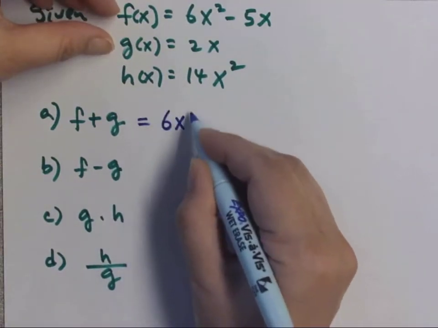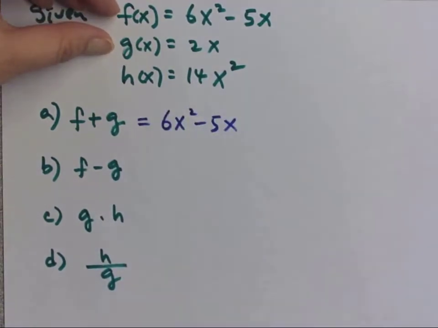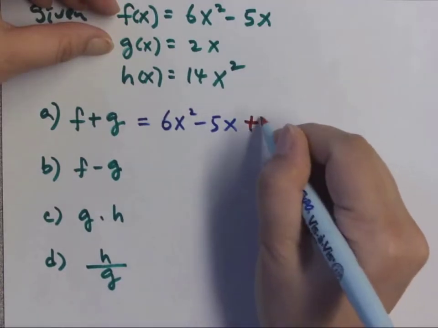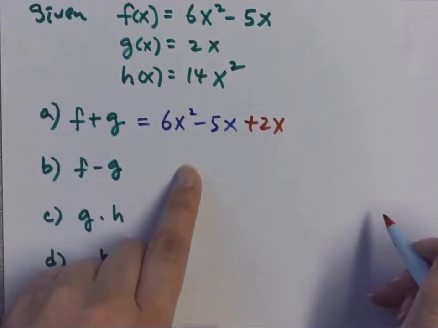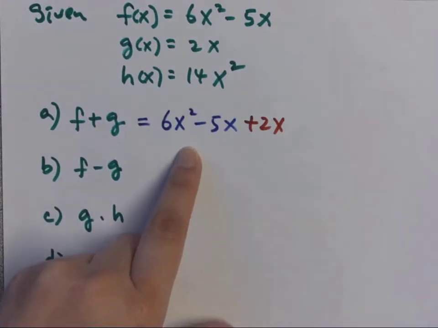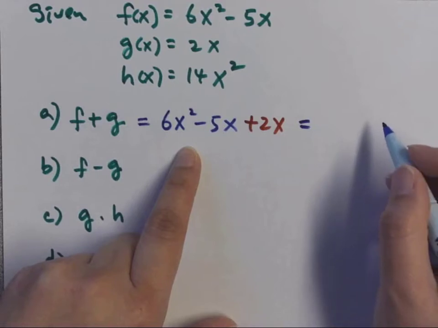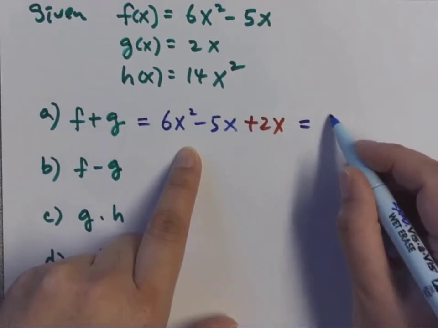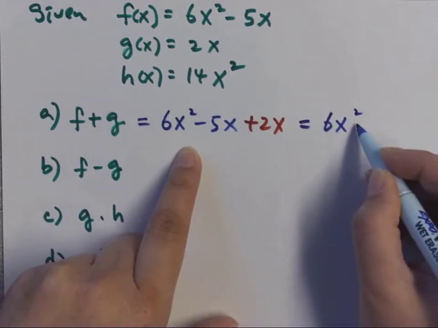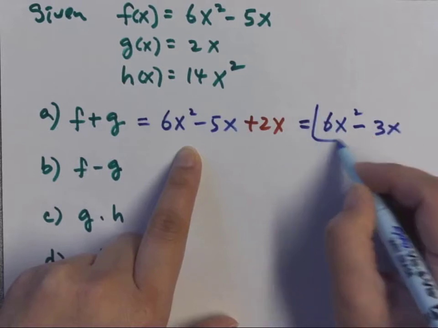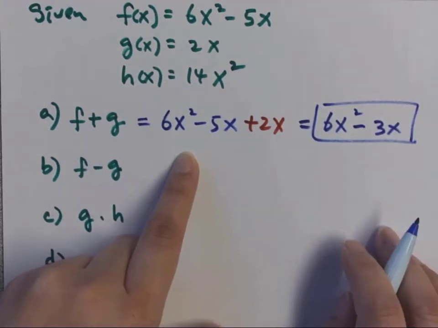So we have 6x squared minus 5x. All I need to do is plus 2x. And I would suggest you write it out, in case you make a mistake, I can give you partial credit, right? So the answer for this will be 6x squared minus 3x. So are we okay with that?